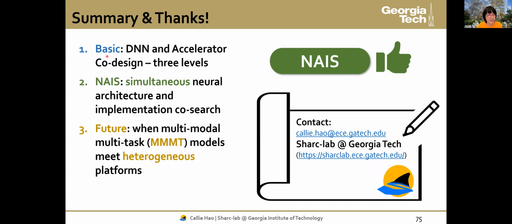So this is the brief summary of the talk. We covered some basics. We covered DNN and accelerator co-design. We introduced three levels of co-design, and of course we like level 2, the smartest one. And then we talked about the NICE approach, simultaneous neural architecture and implementation search, and we demonstrated that NICE is really nice. Then we talked about what's going to happen in the future. In my personal opinion, it is when multi-modal, multitask models meet heterogeneous platforms. It's going to be much more interesting to incorporate MMMT and heterogeneity into the NICE framework. So that concludes my talk.